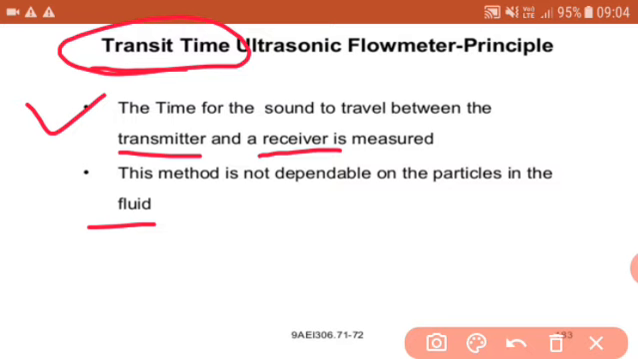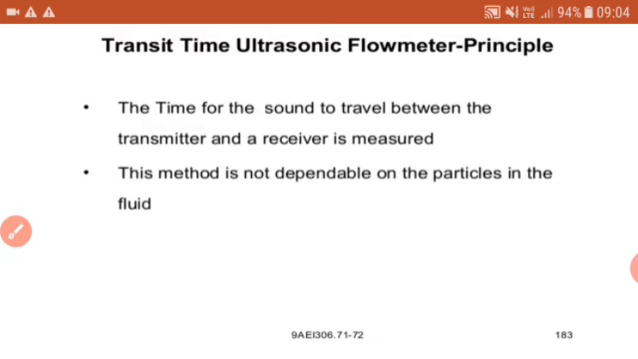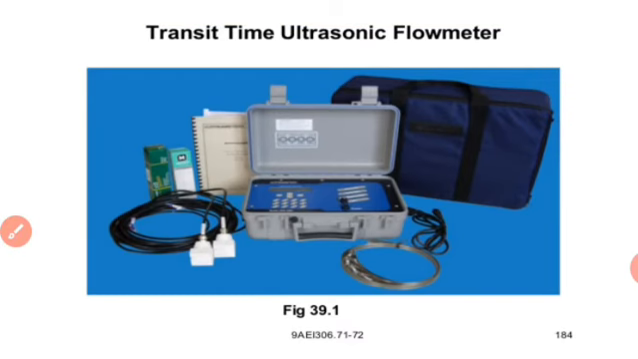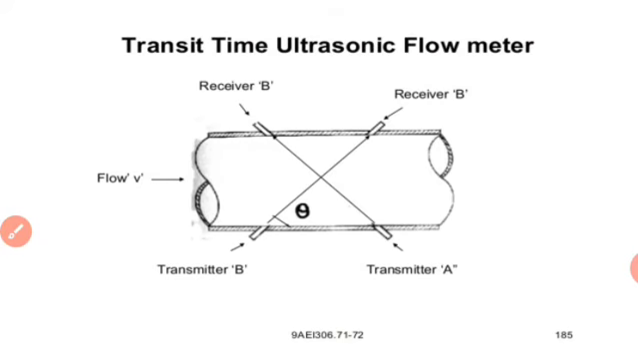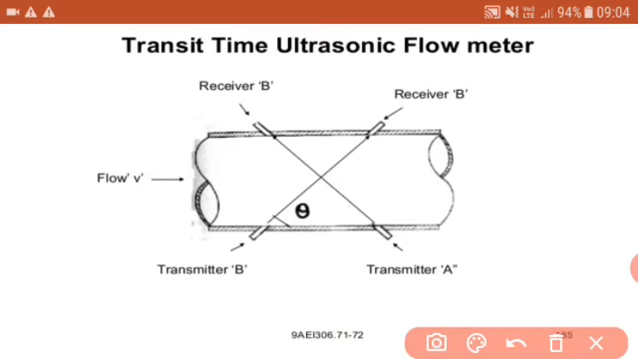In the previous method, the Doppler frequency shift flow meter, we have seen that it is highly dependent on particles in the fluid, but this method is not dependent on the particles in the fluid. This is a commercially available transit time ultrasonic flow meter. Here is the setup or diagram of the transit time ultrasonic flow meter.